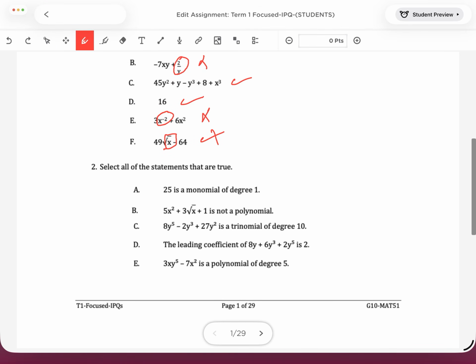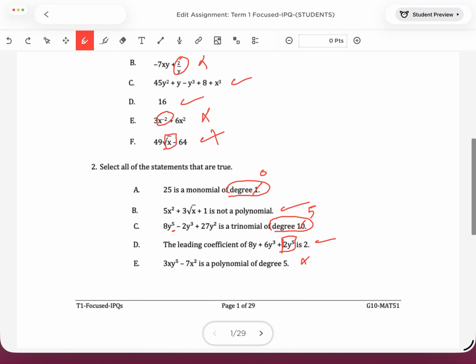True statement. The first one is not true because 25 has a degree of 0, not 1. Part B, 5x squared plus 3 radical x plus 1 is not a polynomial. That is correct. Third one, the degree of this polynomial is 10. It is not correct because the highest power is 5. The leading coefficient is 2. That is correct because we have 2y to the power 5 and the coefficient is 2.